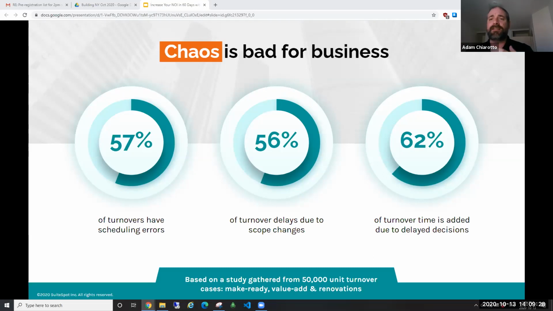Or something may get lost in translation. Maybe I give somebody my notes that I took when I was doing that inspection, I give it to somebody else, and they can't read a 3 versus an 8 because I wrote it down kind of scribbly. That's going to lead to problems.